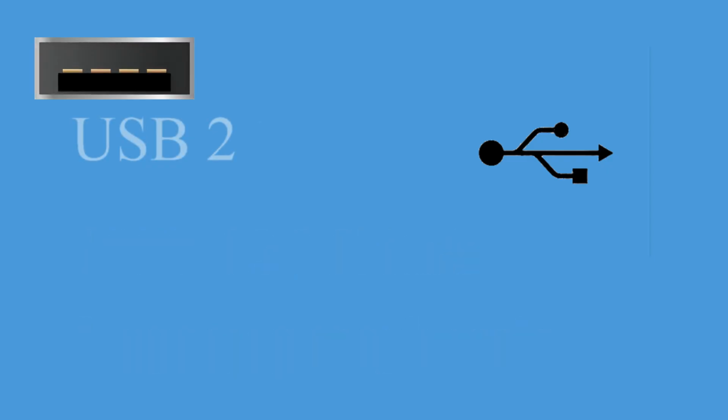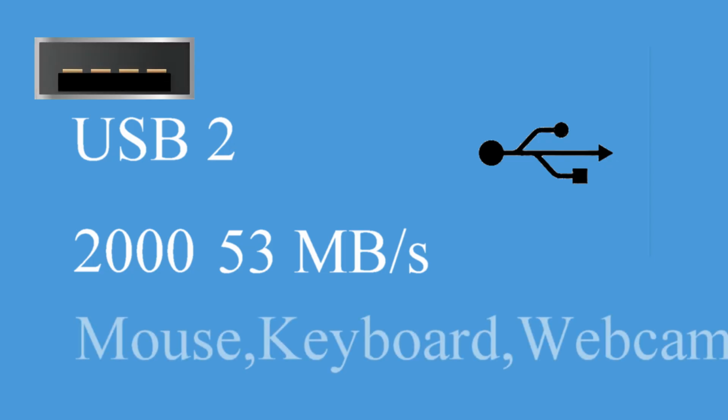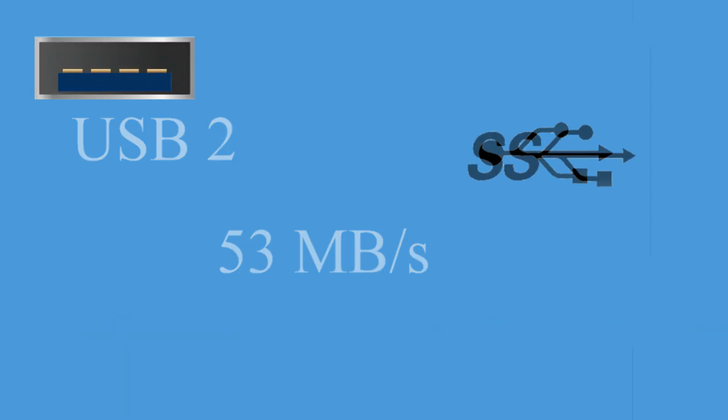USB 2. While it shares the same logo with USB 1, the ports for USB 2 are black. It was introduced in 2000 with a maximum data throughput of 53 megabytes per second. It is sufficient for basic peripherals and computer accessories, such as the mouse, the keyboard or the webcam.